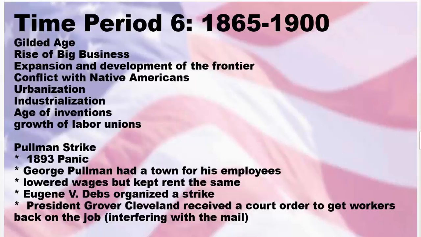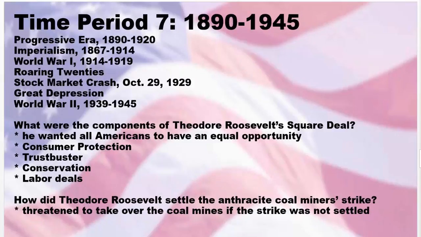And that will be the end of the Gilded Age, and then we will now go to time period 7, which tends to be a bit of a monster here, but it's the Progressive Era, along with other topics. We have not done foreign policy yet, so imperialism, World War I, and World War II will come later, but we have talked about the Roaring Twenties and the Great Depression.